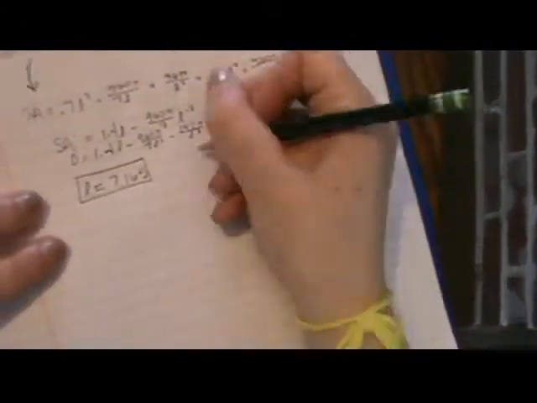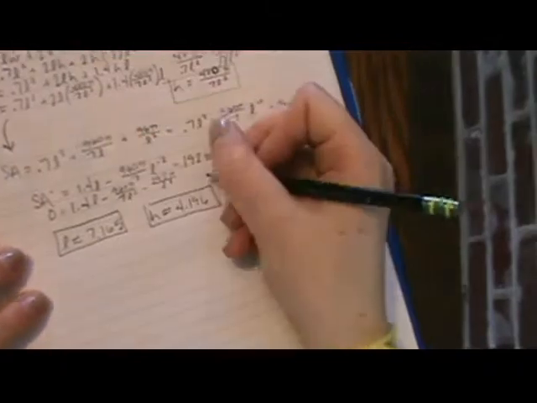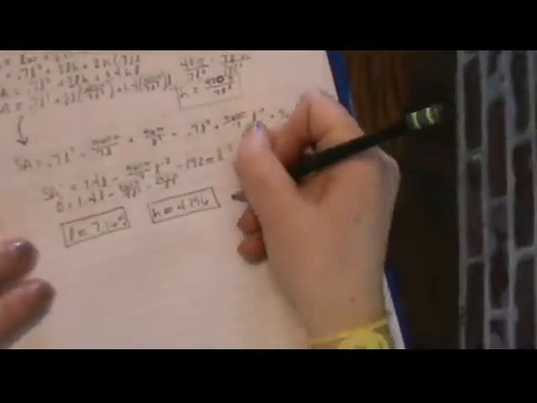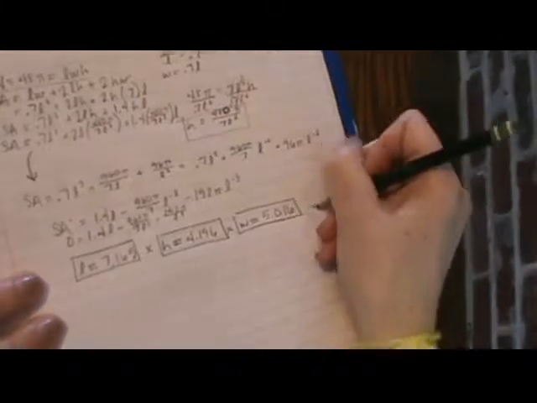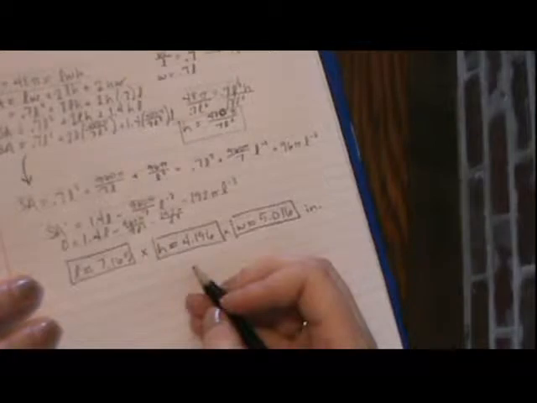To find the other two dimensions, width and height, we use our other two equations from the beginning of the problem, plugging in 7.165 for length. By doing this, we find a height of approximately 4.196 inches and a width of about 5.016 inches.